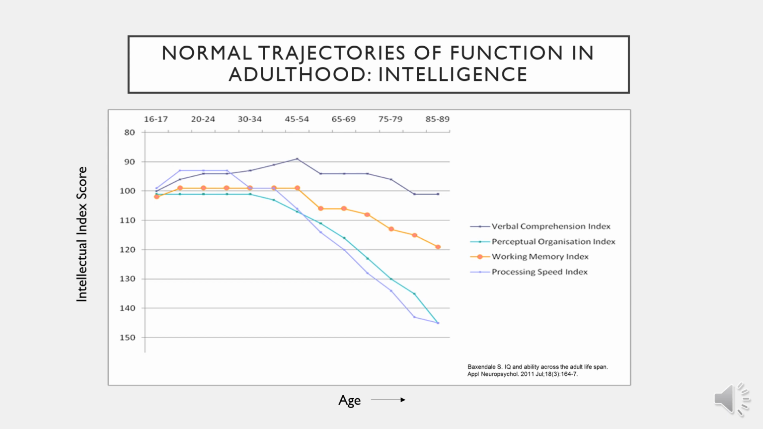And the same sort of thing with processing speed. So processing speed gets a little bit better, a little bit faster in your 20s, but that's really when you're at your fastest, and then it starts to deteriorate very, very quickly as you age into your 30s, 40s and 50s. And this is normal. This is what we expect. This is a normal pattern of decline associated with cognitive function over the adult lifespan.